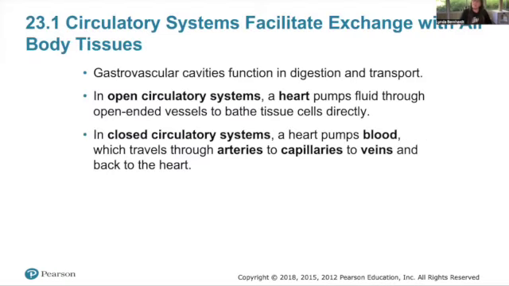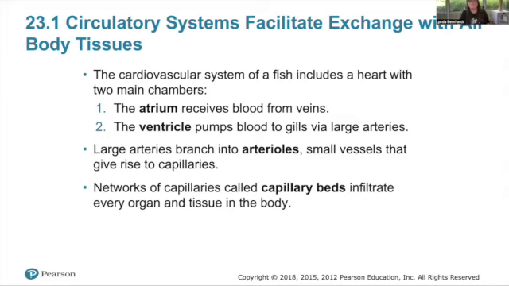Circulatory systems. Open circulatory system, heart pumps the fluid through everything. Closed circulatory system, which is what we have, the heart pumps it through arteries, capillaries, veins. Arteries away, that's what I tell people, arteries away. So the artery is taking the blood away from the heart. The vein is bringing it back to the heart. So you'll end up wanting to remember that later anyway.